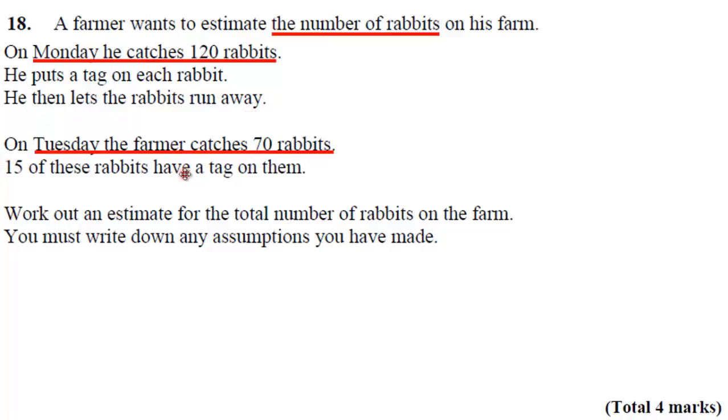On Tuesday, the farmer catches 70 rabbits. 15 of these rabbits have a tag on them. Work out an estimate of the total number of rabbits on the farm. And you must write down any assumptions you've made.